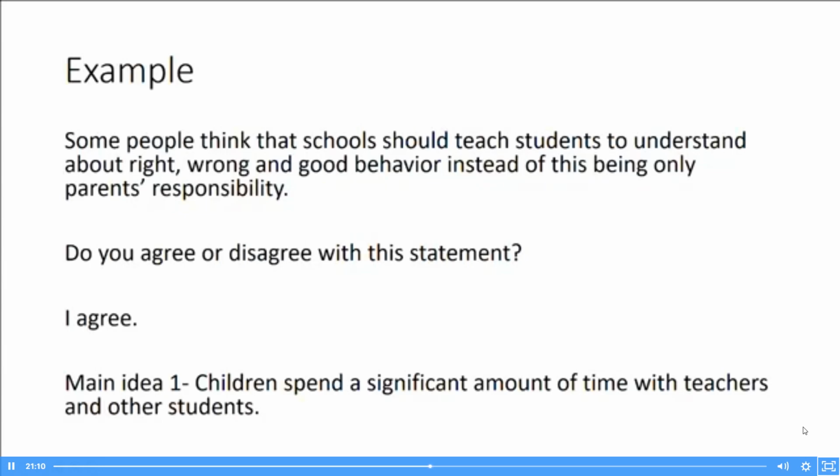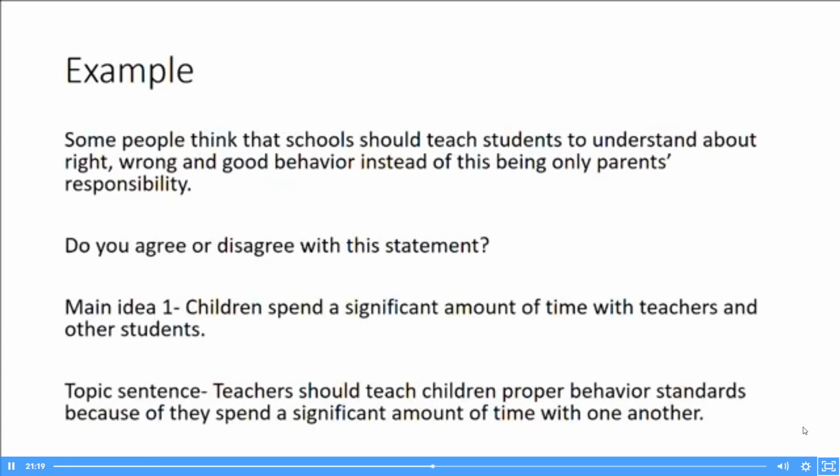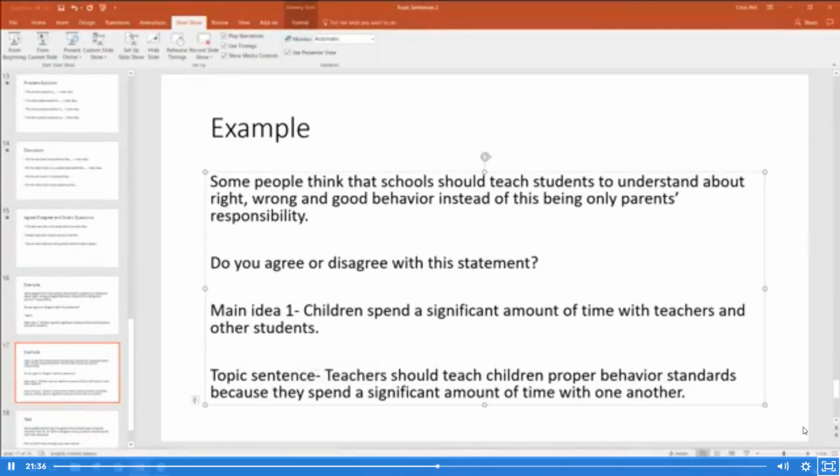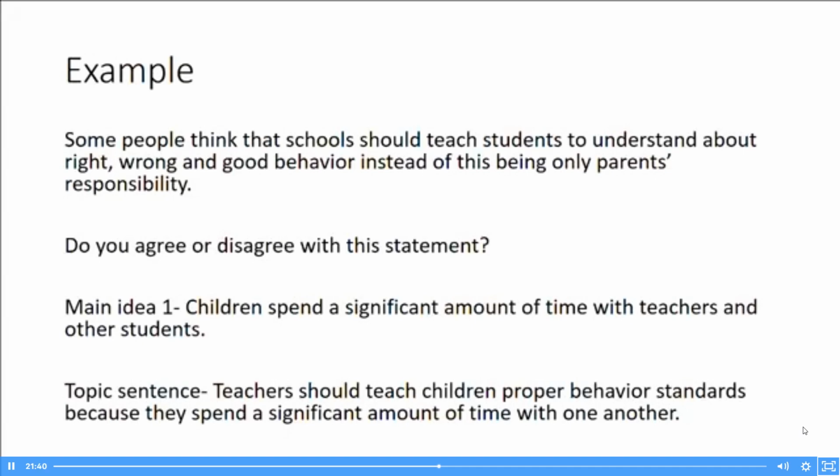And what I do is I'm going to take this main idea and put it in a topic sentence. Teachers should teach children proper behaviour standards because they spend a significant amount of time with one another. So what I've done here is, let me get my little pointer: teachers should teach children proper behaviour standards. This is referencing the question. So I'm referencing the question, because, and then I'm just stating the main idea. Really, really simple.